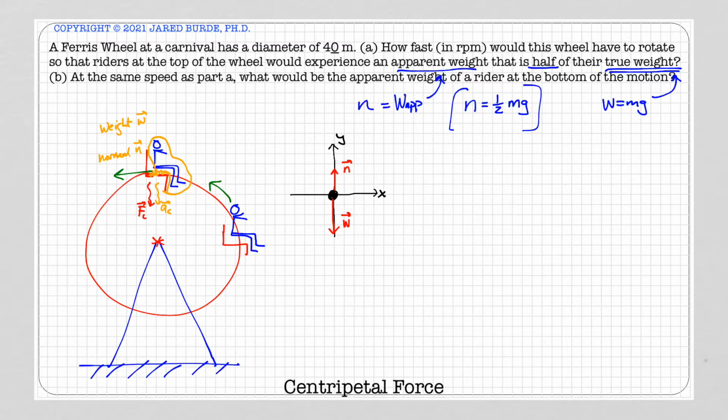Notice that I've drawn these mismatched in size because I know that the centripetal acceleration must be pointing downwards, and there must be a net force pointing downwards. And in this case, the weight has to be the dominant force so that we get that net force pointing downwards.